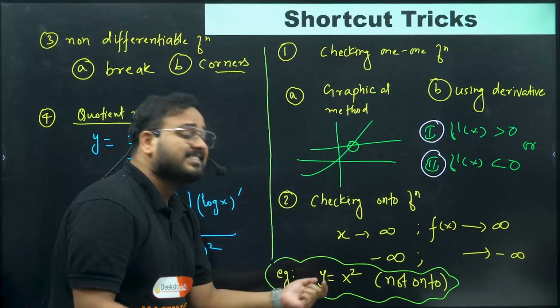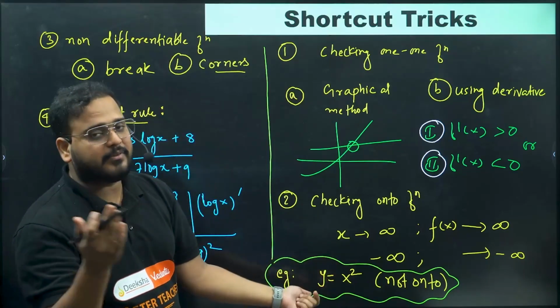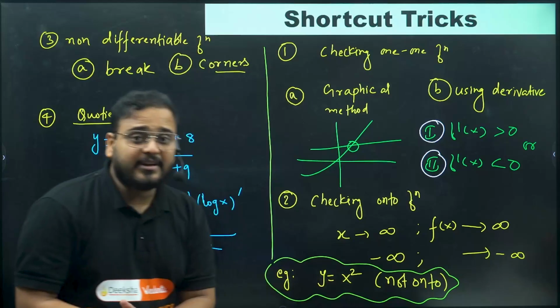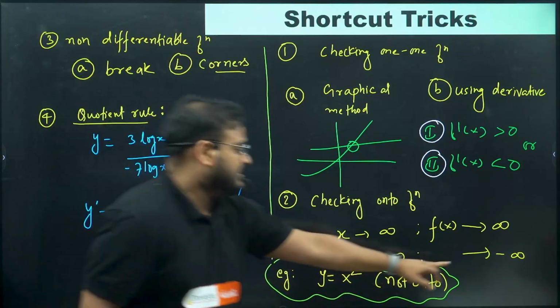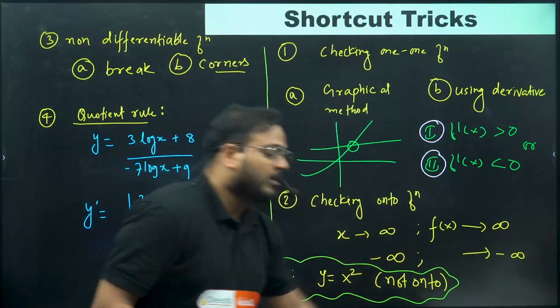But if you take x as positive infinity, x square will make positive infinity. But if you take x as negative infinity, x square will make positive infinity, which means the second statement is not true. X is taken as negative infinity, y is going to positive infinity.